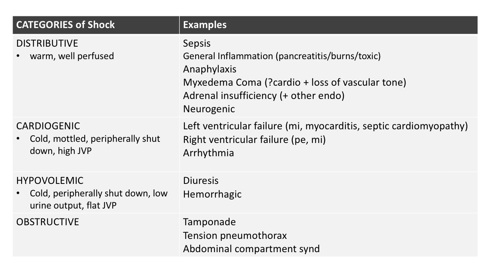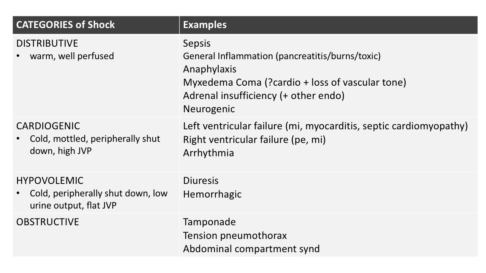Cardiogenic shock oftentimes can be contrasted because the patients appear to be cold, mottled, peripherally shut down with a high JVP. Obviously, the most common examples would be things like left ventricular failure, such as seen in an MI, myocarditis, or septic cardiomyopathy, right ventricular failure, and potentially arrhythmias.